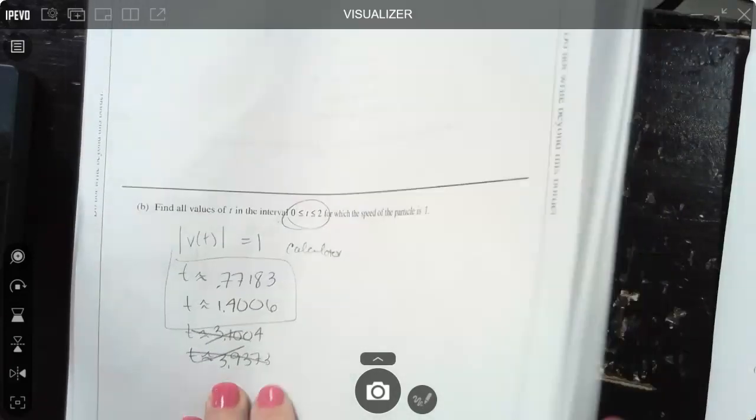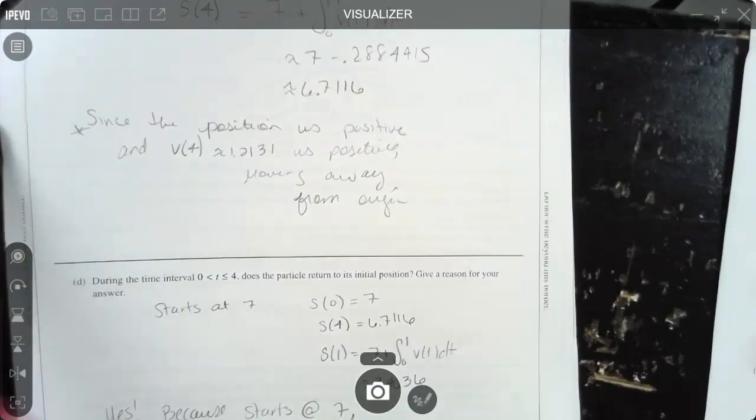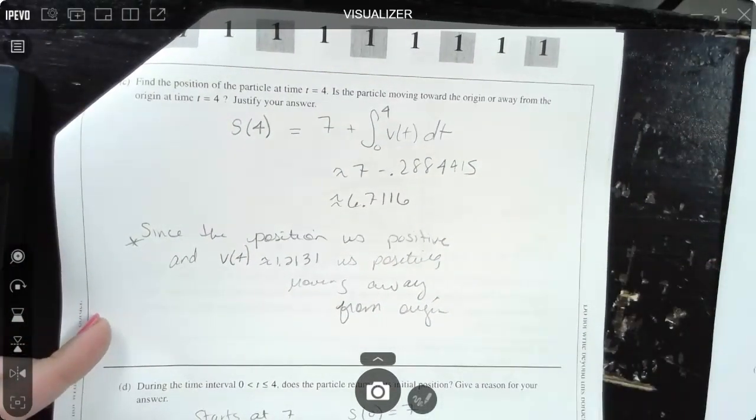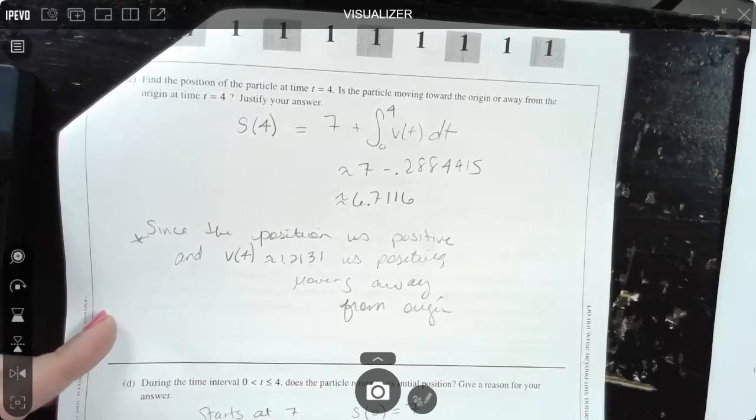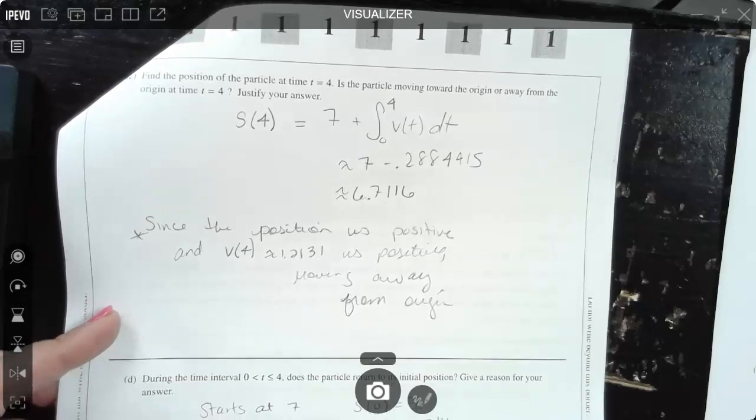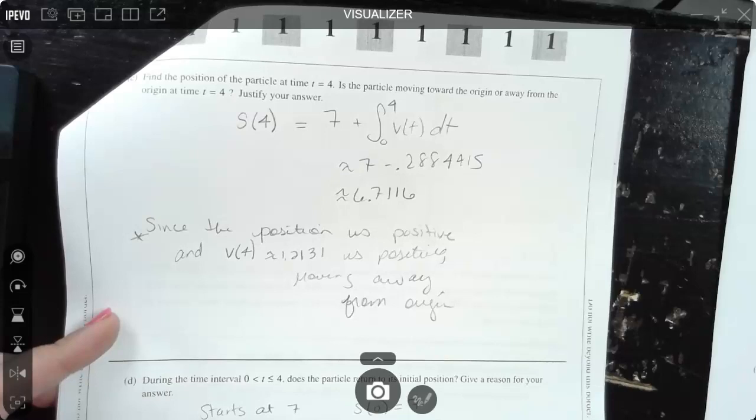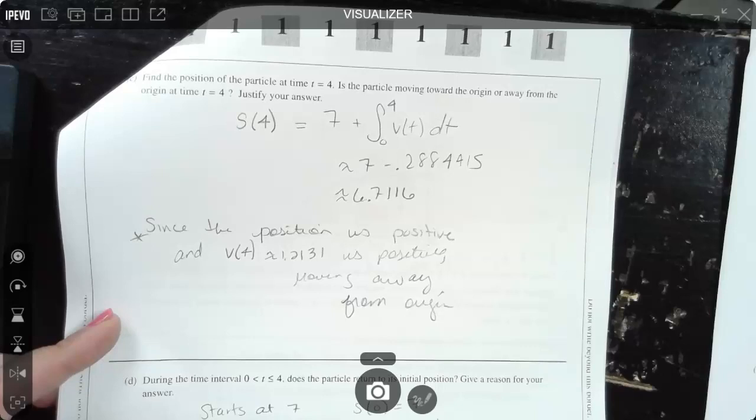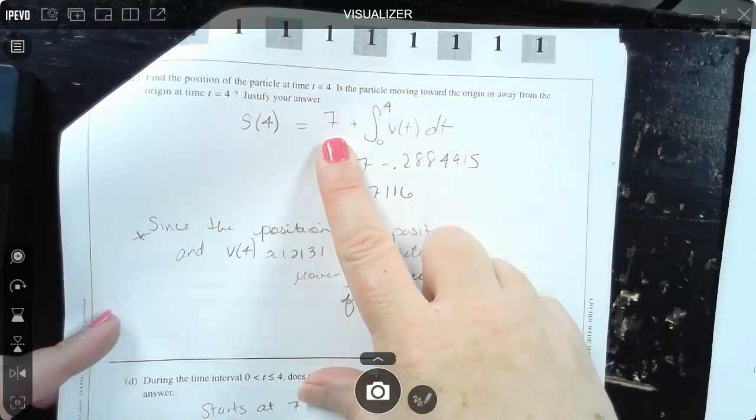All right, part C. Part C was the big one here. Find the position of the particle at time t equals 4. Is the particle moving toward the origin or away from the origin at time t equals 4? Justify your answer. That justify your answer is a big part of it. So for my position, of course, I need to do the integral of velocity to find position, but I have to add in my initial position.